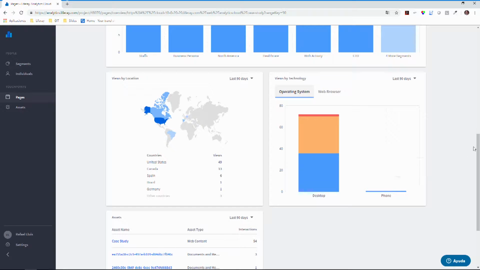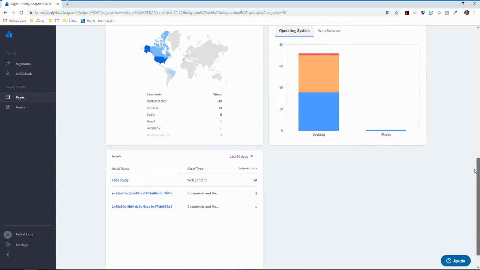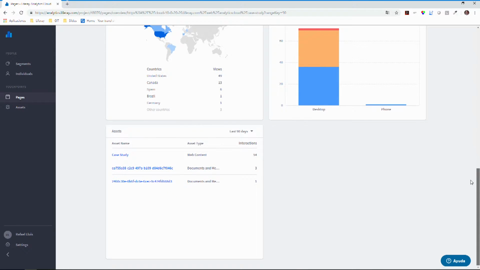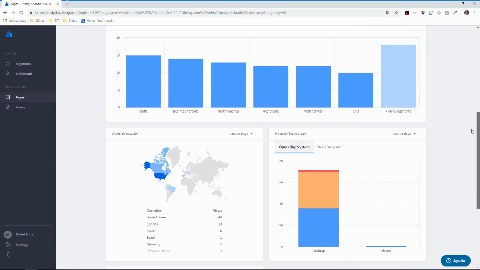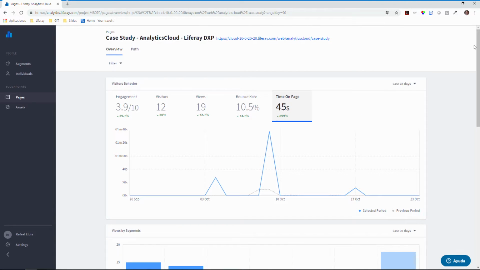Here we can see. And here, the last thing that we are giving to you is the assets that are on the page. And I can go from here, I can go to this specific asset and have a deeper look, as we were mentioning before, okay? But I will show you that in the assets menu. But everything's always connected. If I see a page, I can click. I will go to the page report.